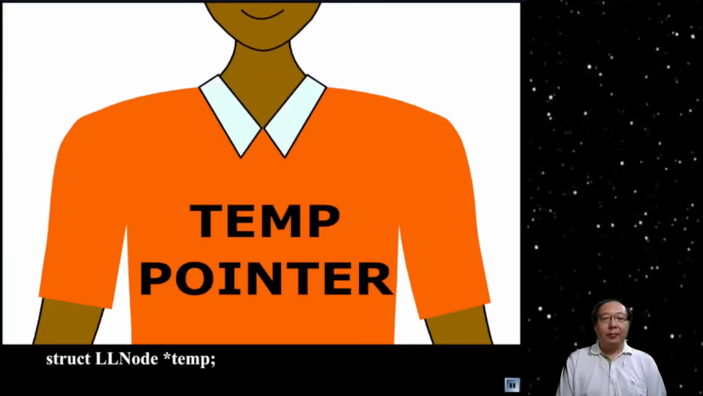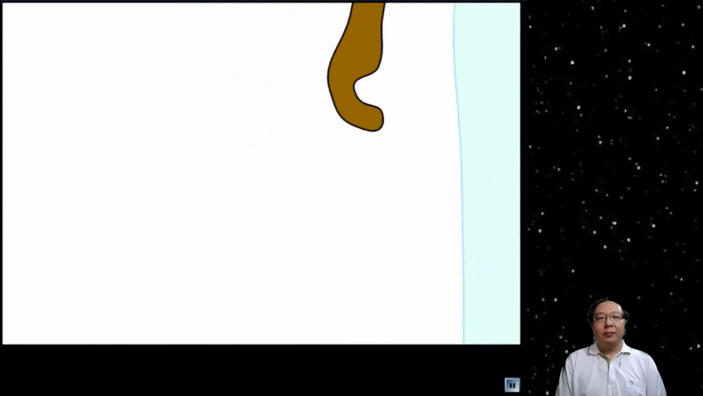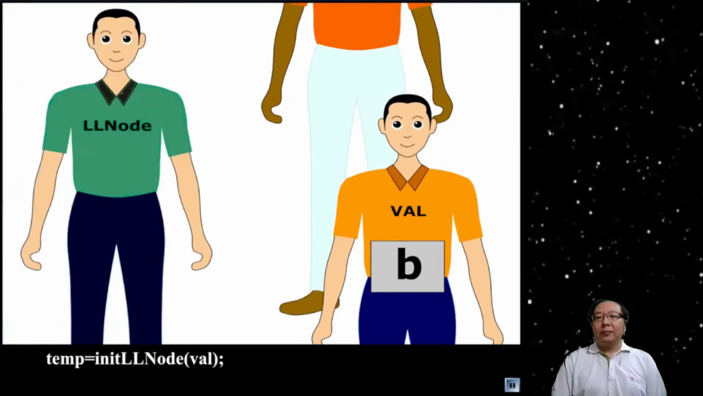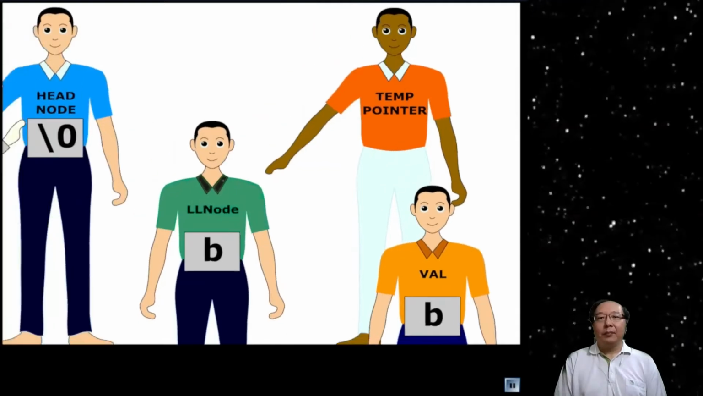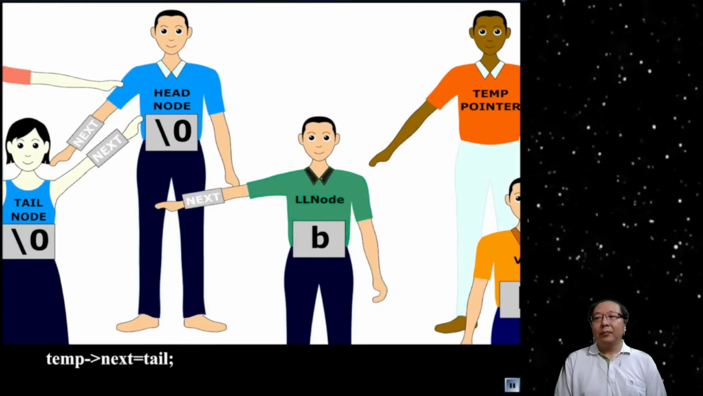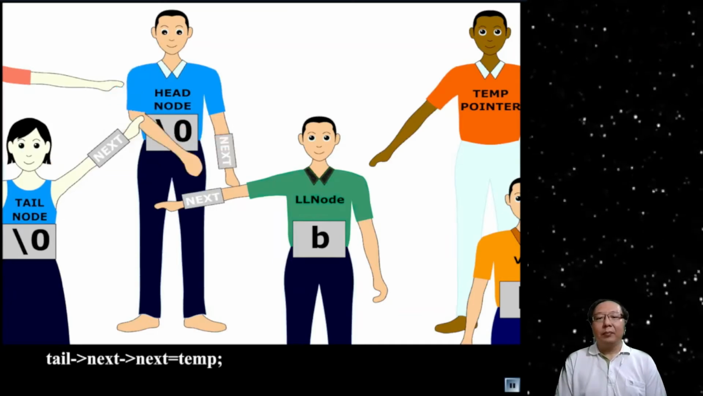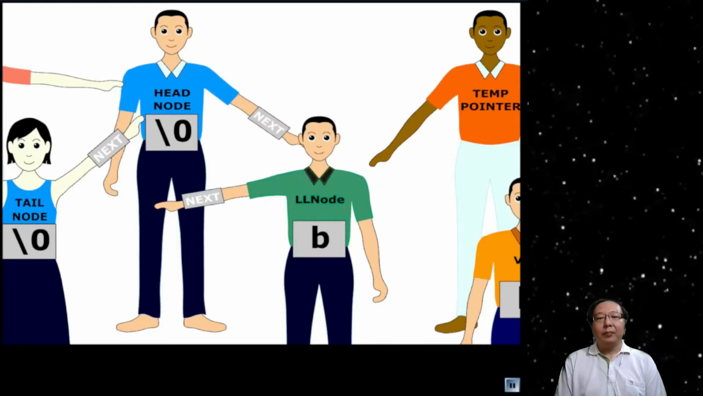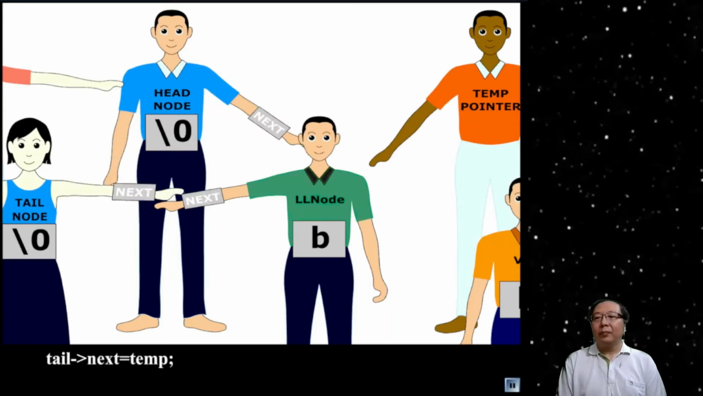We declare a temp pointer. It will be the pointer to the new node. Suppose the user now types a B. This is passed to var. So, we call init LR node to create a new node with B on it and temp points to the new node. Then, make temp arrow next point to where tail is pointing to, which is this tail node. Now, make tail arrow next point to where temp is pointing to, which is this new node with B in it. Finally, make the tail arrow next point to where temp arrow next is pointing to, which is this new node.